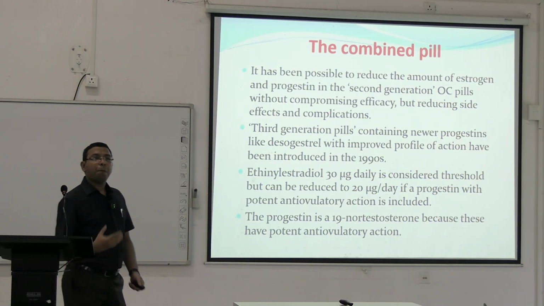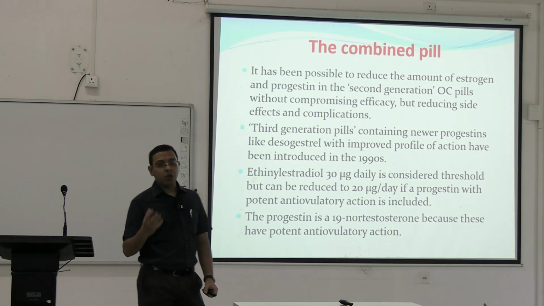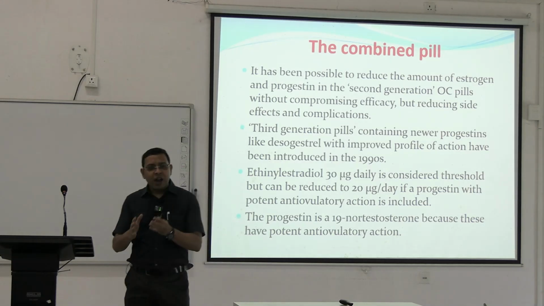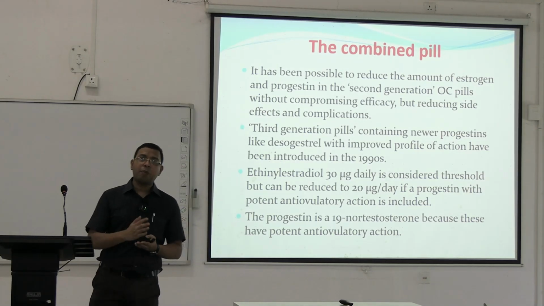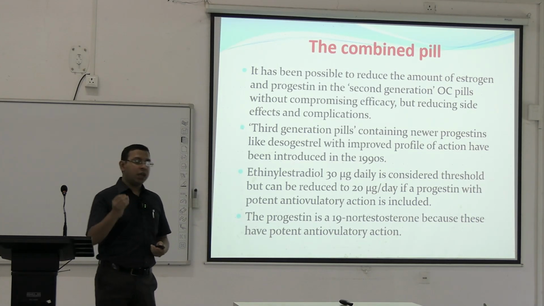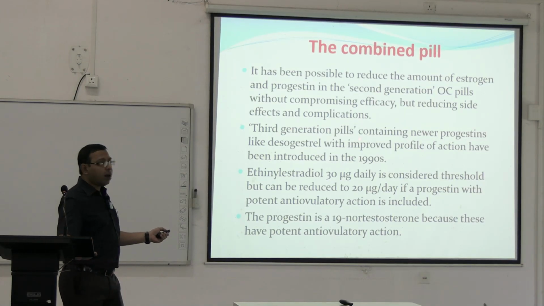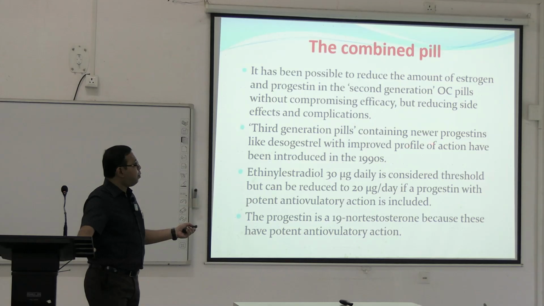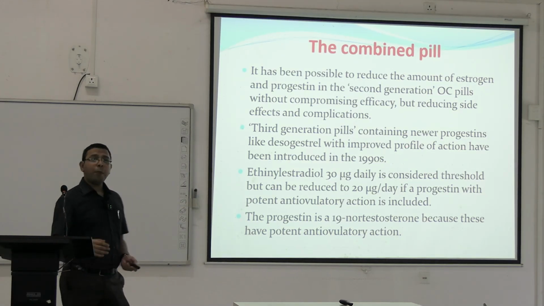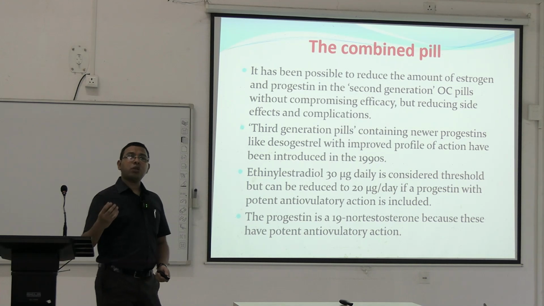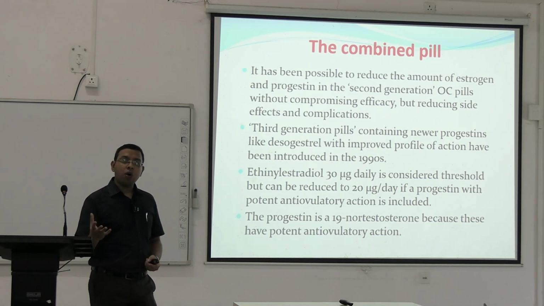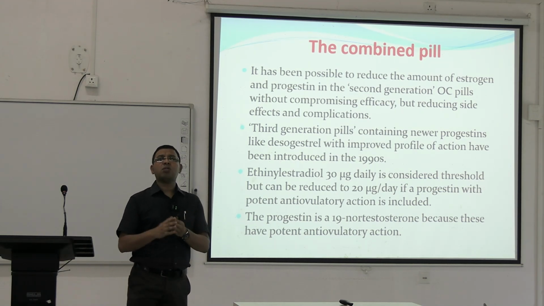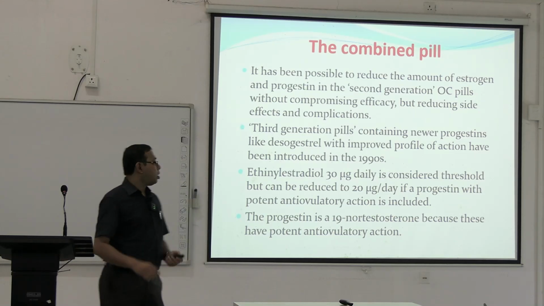Already we have discussed, previously a high dose of the estrogen was used. Now it has been seen that with a very low dose of the estrogen as well as the progesterone, the efficacy is equal. The third generation pills contain newer progestins like desogestrel with improved profile of action, introduced in the 1990s. The newer progestins means their antiprogesterone action and anti-ovulatory actions are more and their anti-estrogen actions or other steroidal actions are less.